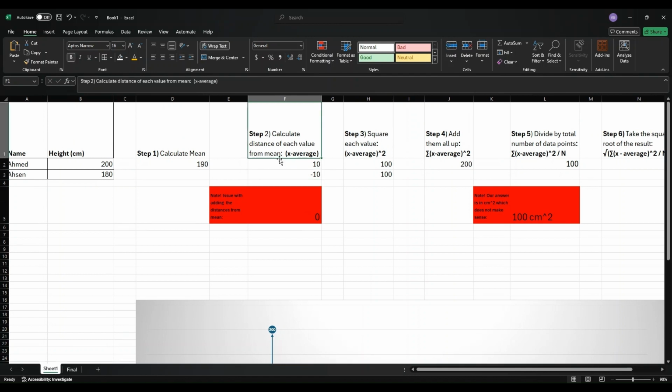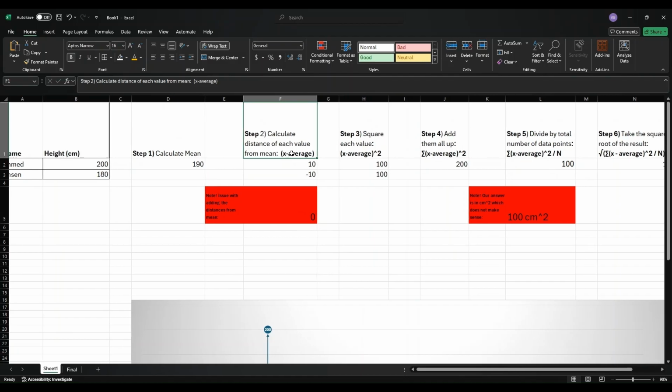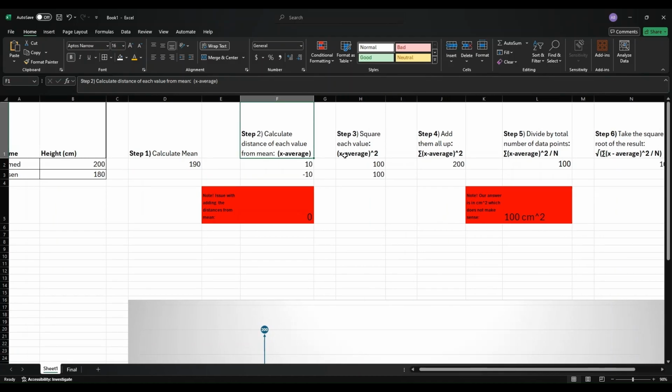Once you get the distance of each value from the mean, you then square that value so that when you eventually go on to sum them, you don't get a zero value.